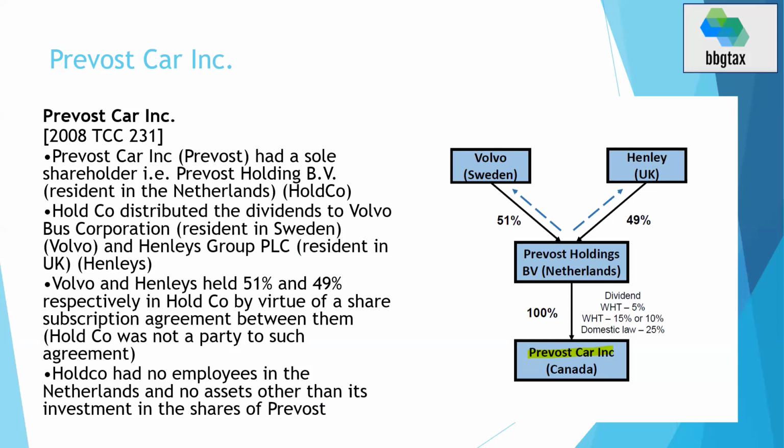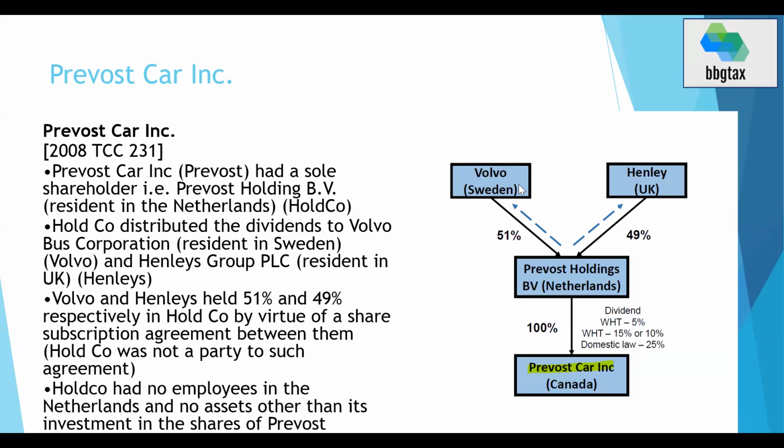The first case law that I have picked up is in the case of Prevost Car Inc. This is a case law of the Canadian Tax Court. In this particular case law, it is in respect of the dividend income. The Tax Court of Canada took the view that where a company had discretion as to the application of the dividends received, then it was considered the beneficial owner.